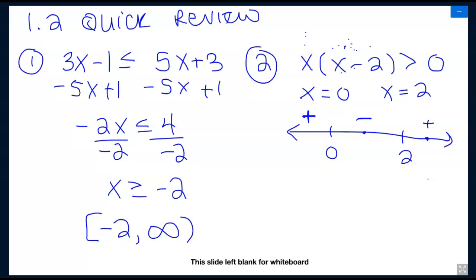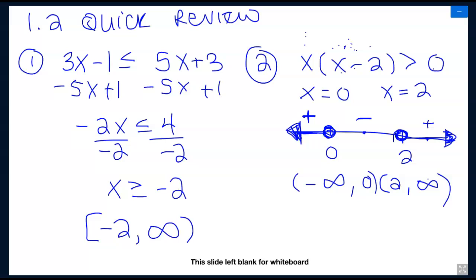So again, we're looking for what values will make this positive. So it will be positive from 2 and up, and from 0 down. So what that means is my solution set is negative infinity to 0 and 2 to infinity. It's open because the inequality is open, so it does not include them.